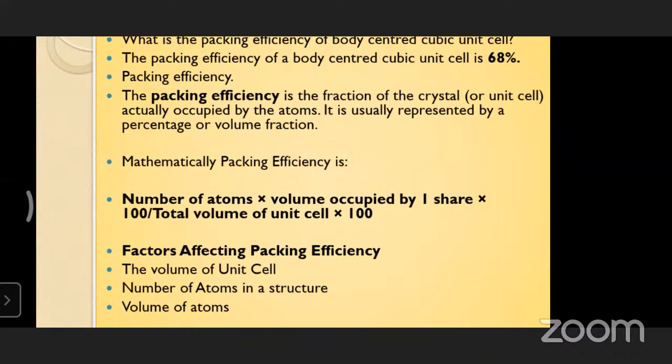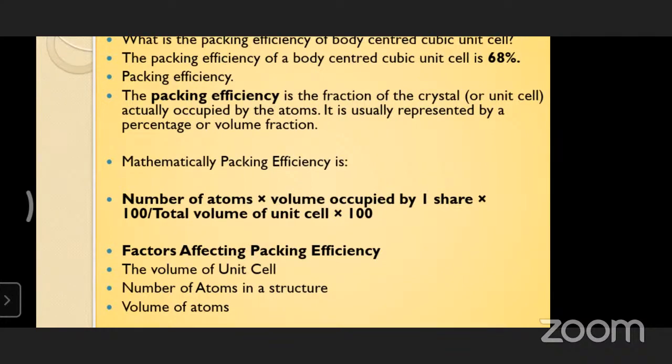If in this lesson he asks us to calculate the packing efficiency of any BCC, FCC, or HCP, how can we calculate that? It is the number of atoms times the volume occupied by one atom, times 100, divided by the total volume of the unit cell. This is the formula to calculate the packing efficiency. So what factors influence the packing efficiency?